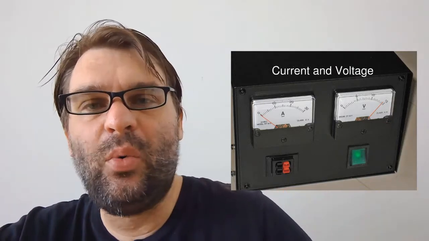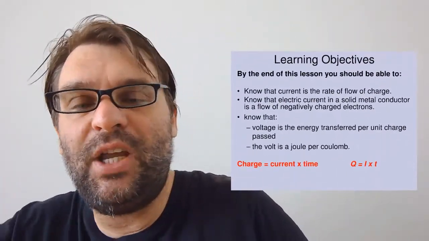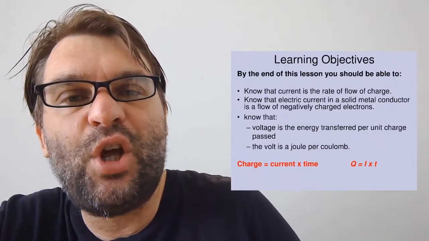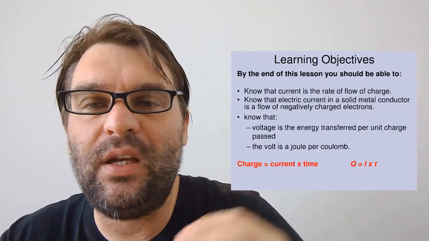So in today's lesson, we're going to look at current and voltage. There are going to be three learning objectives for the lesson. The first one is know that current is the rate of flow of charge, so how fast the charge is moving in a circuit.